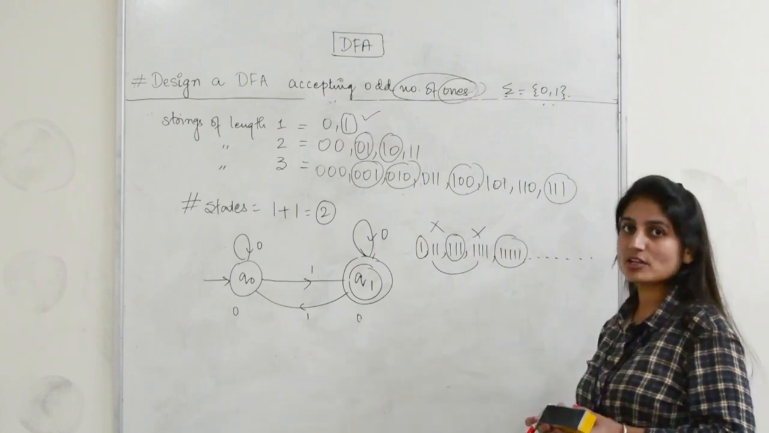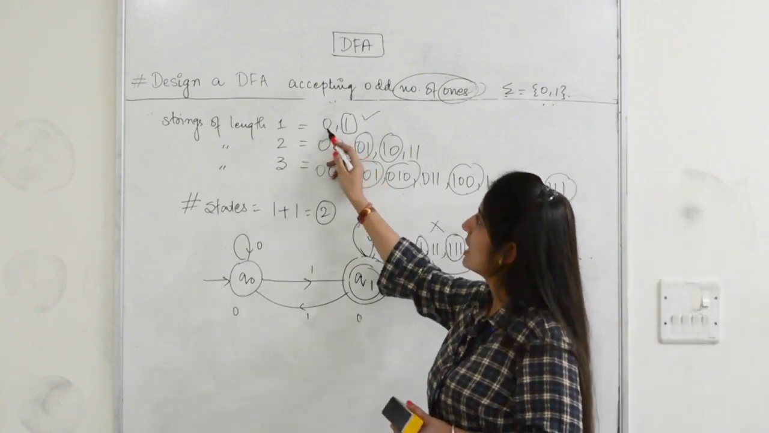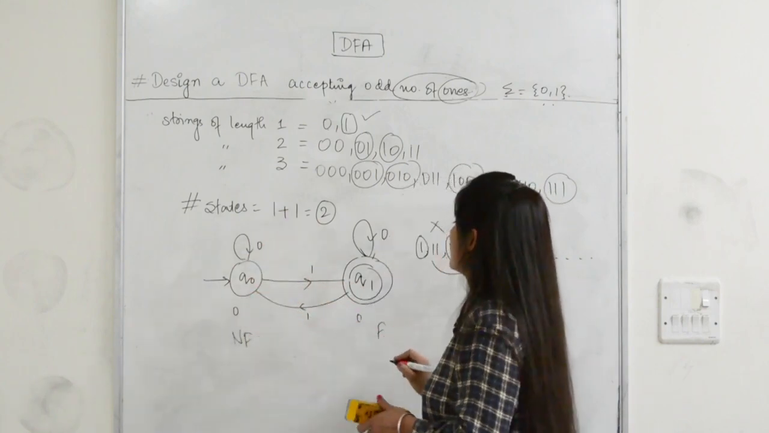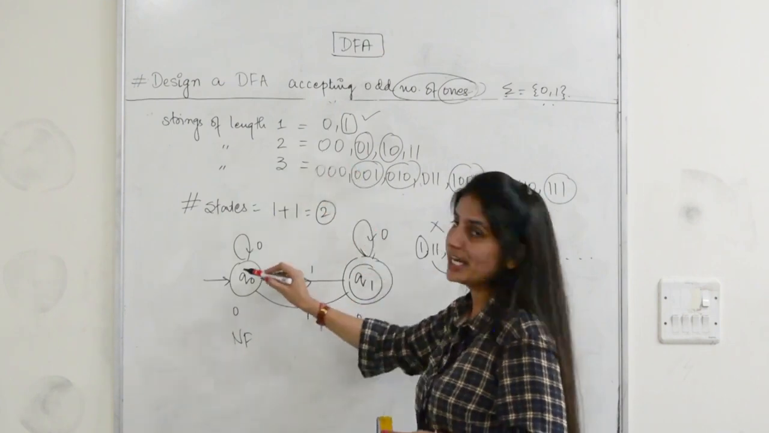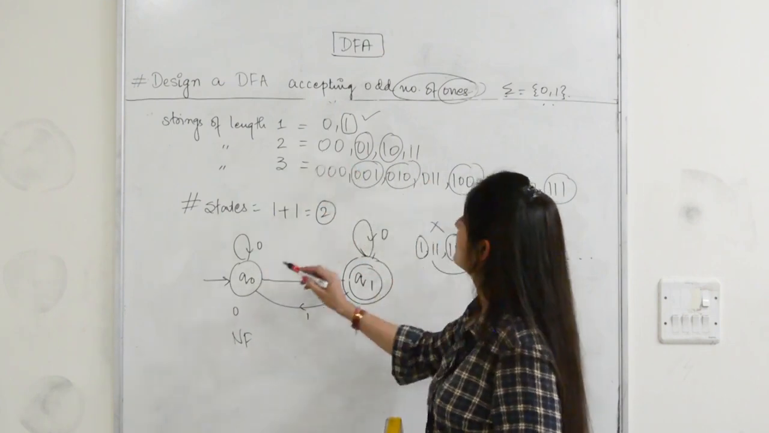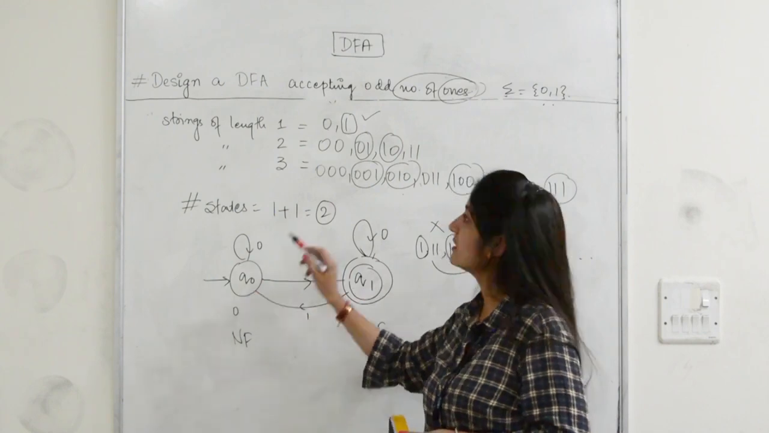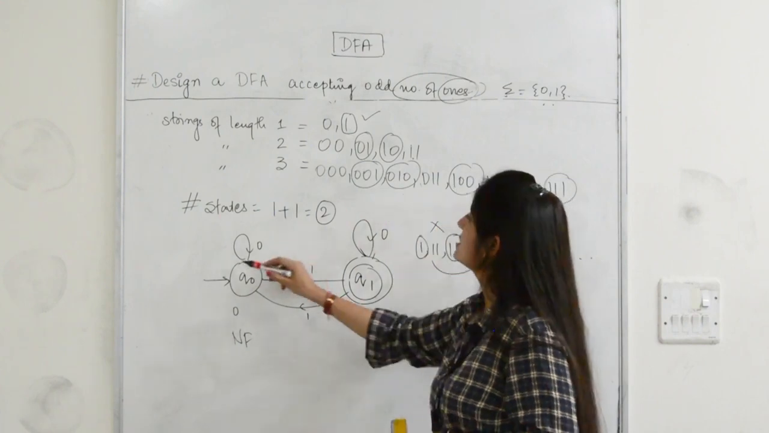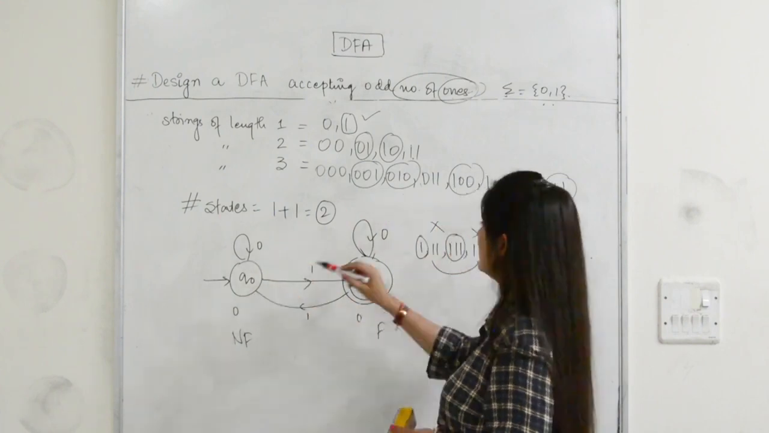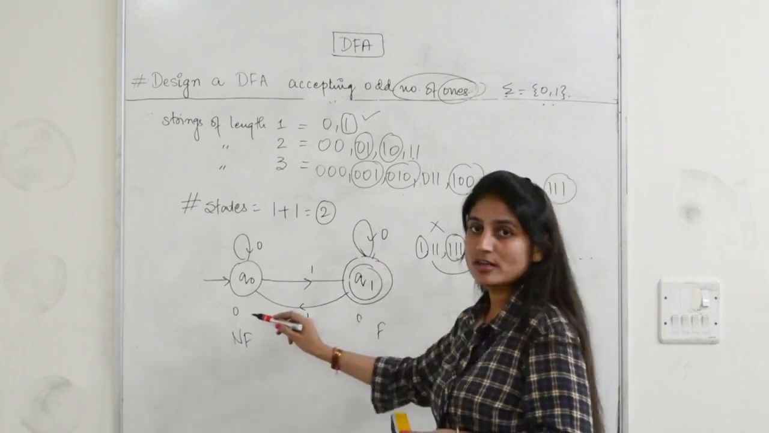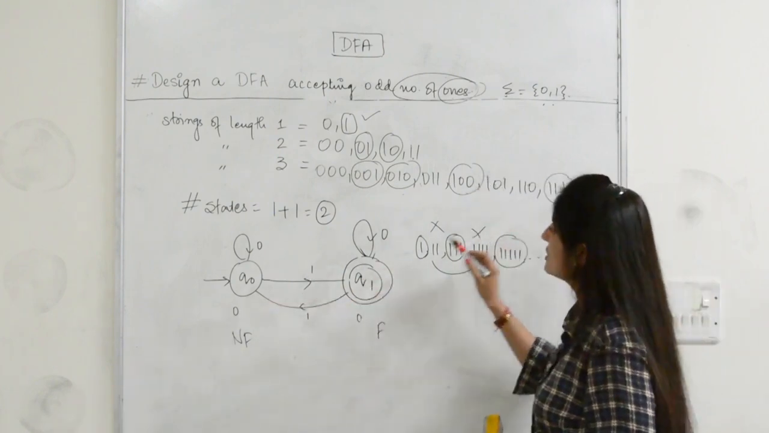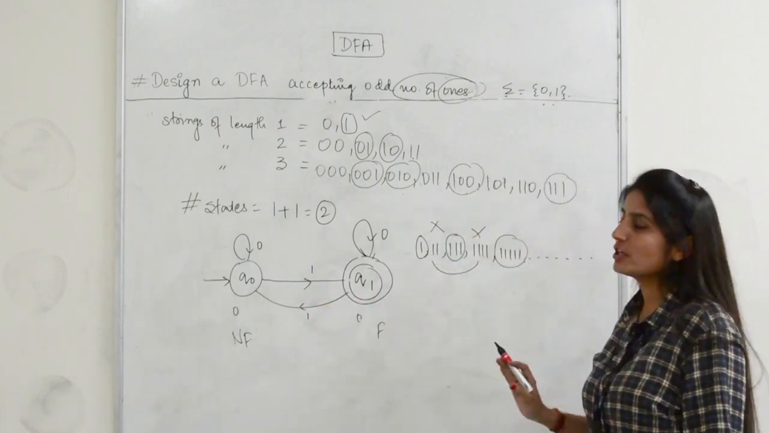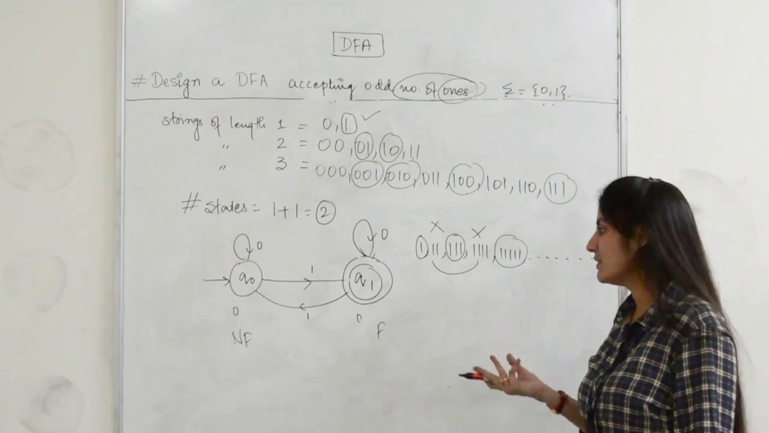Now also verify the strings which are not accepted. 0 is not accepted because it is ending on a non-final state and this is your final state. So 00 ends on a non-final state. 1 1 1 1 ends on a non-final state having even number of ones, so it is not accepted. 000 not accepted, 0 1 1 not accepted, then 1 0 1 not accepted and 1 1 0 not accepted. So we can clearly say that it is accepting odd number of ones and not accepting even number of ones.